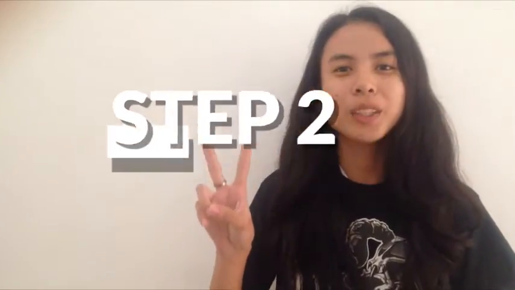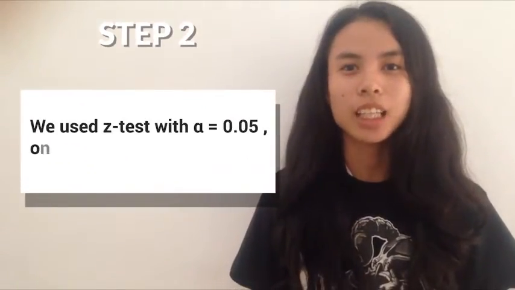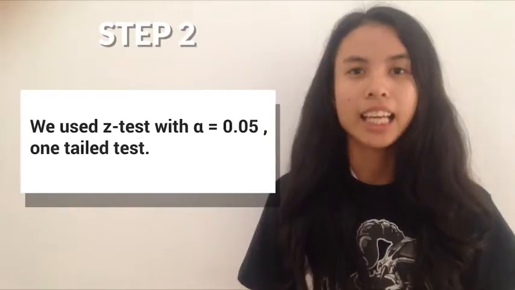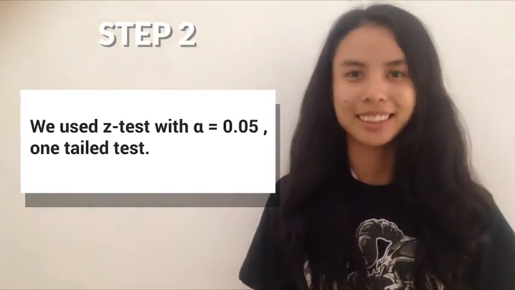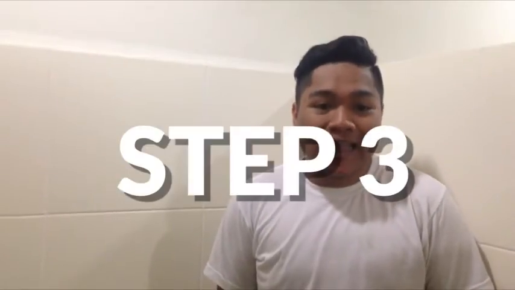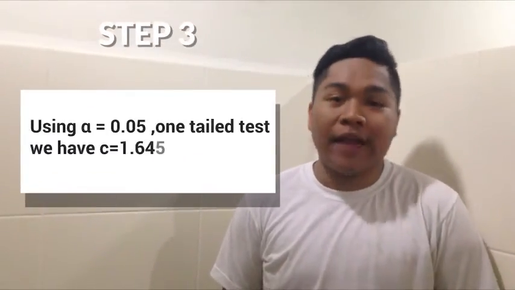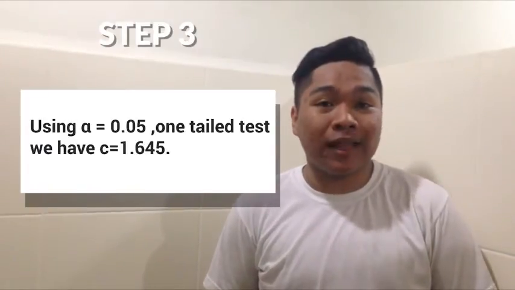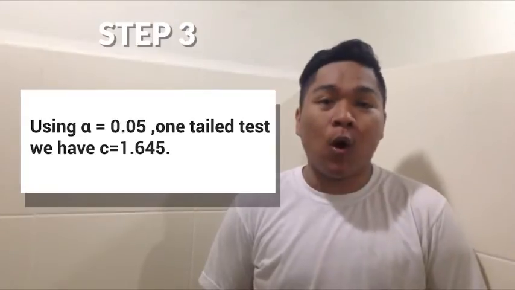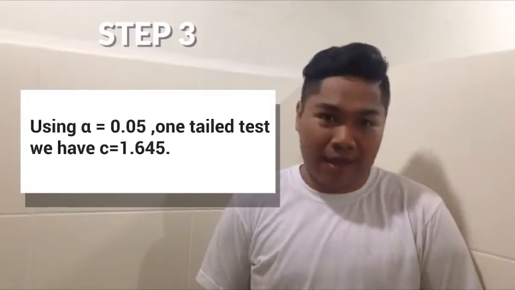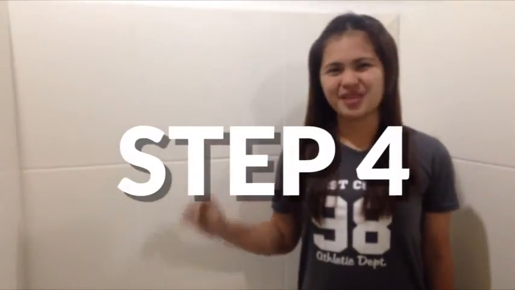Step 2. We use the z-test with alpha equal to 0.5%, and remember, according to our problem, it is a one-tailed test. For step 3, using alpha 0.5%, and remember, it is a one-tailed test, so we have the critical value 1.645. Step 4. We will compute for the z value.